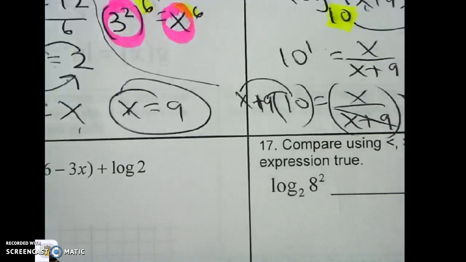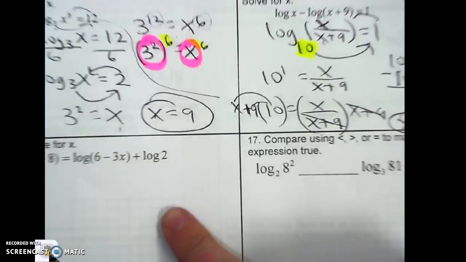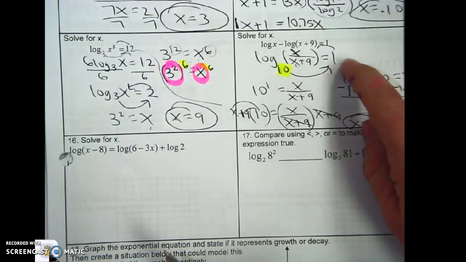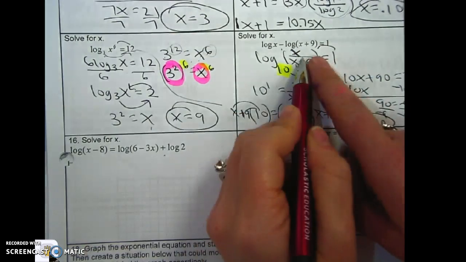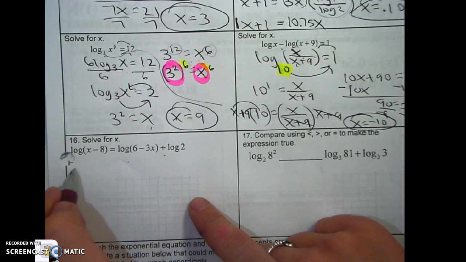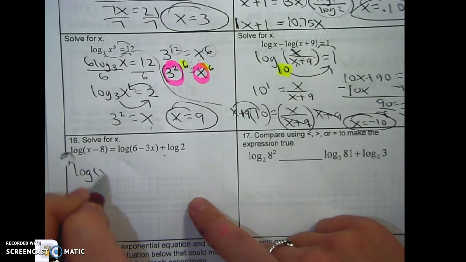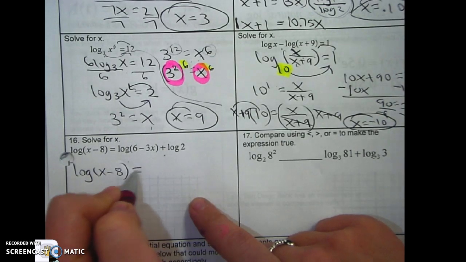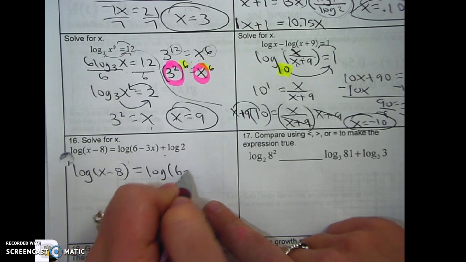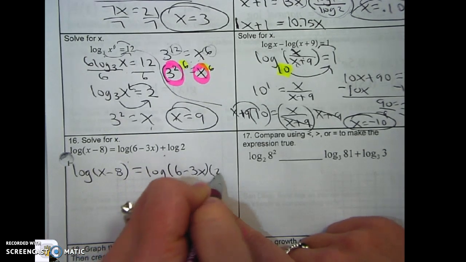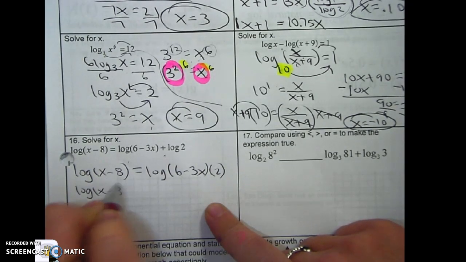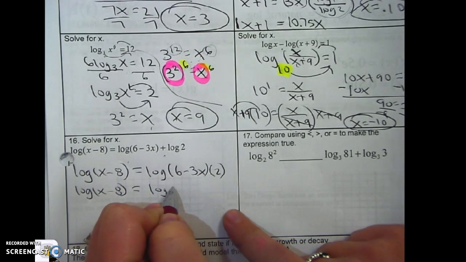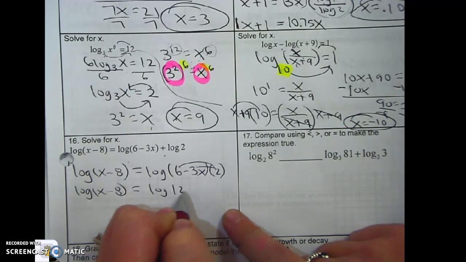This one right here is similar to this one. But this time, instead of subtracting, I see adding. So instead of dividing, I'm going to multiply. So I'm going to keep this side the same. I'm going to multiply. I'm going to rewrite this left side. Nothing I can do on the left side. Distribute, distribute.